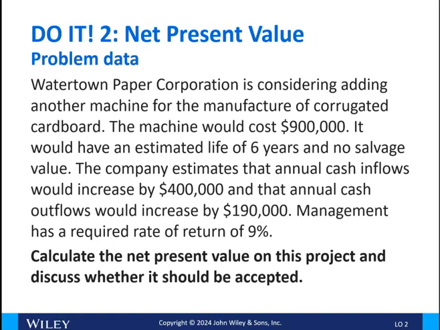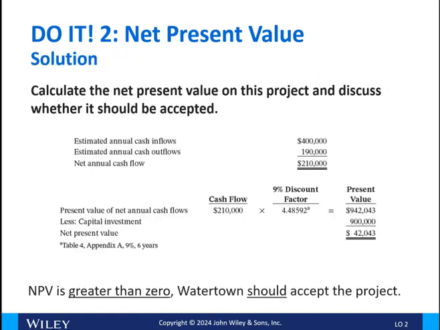We will get the present value of those cash flows. We'll use 9% and 6 years, look up that factor, multiply it by the $210,000, and then subtract our capital investment of $900,000 from that, and we see that the net present value is positive $42,043. So the NPV is greater than zero. Watertown should accept the project.